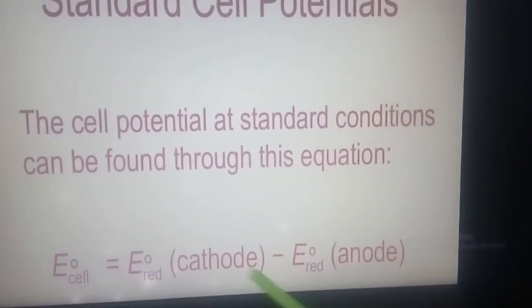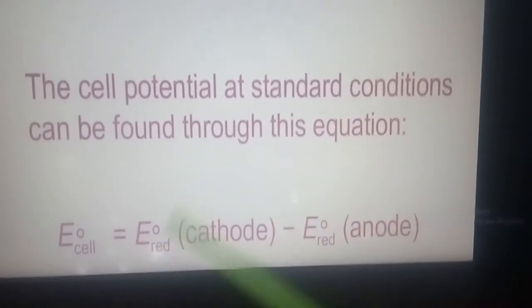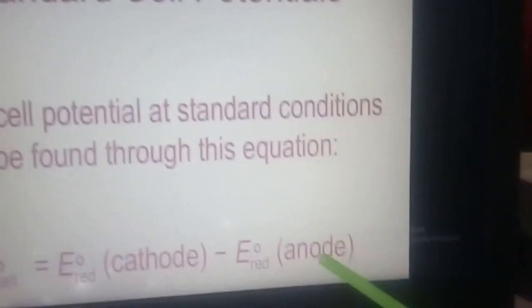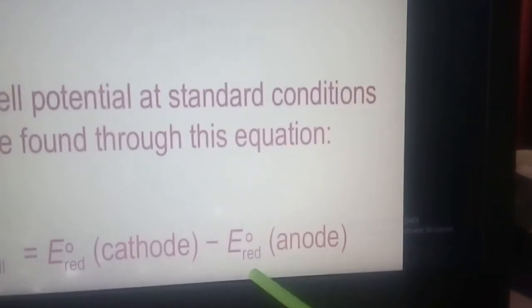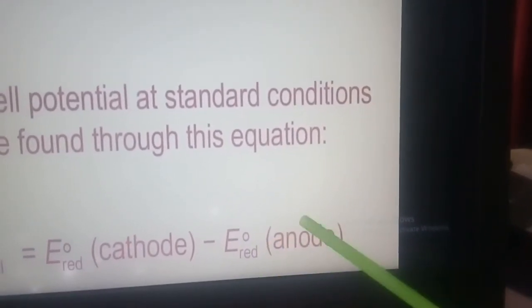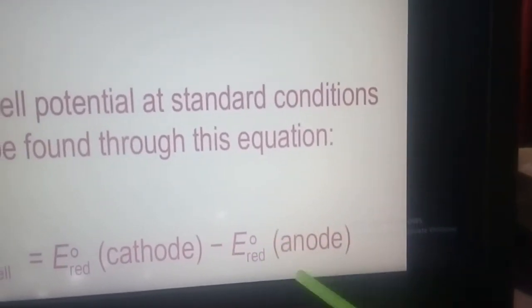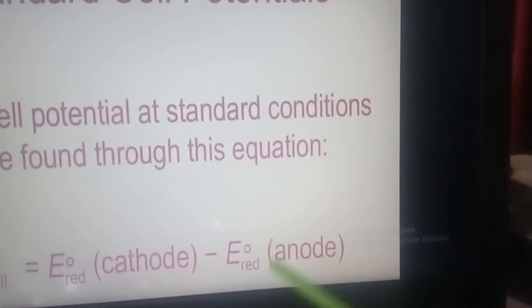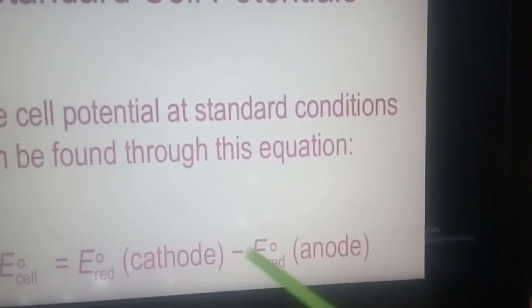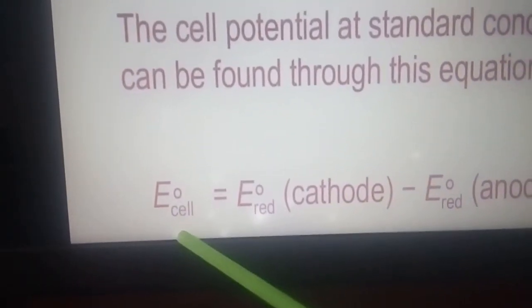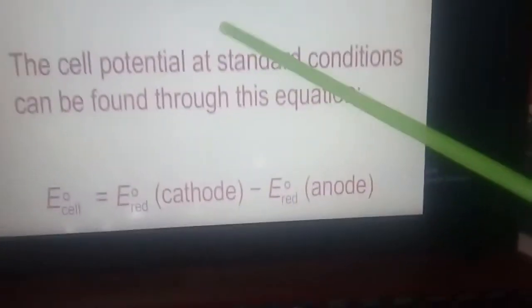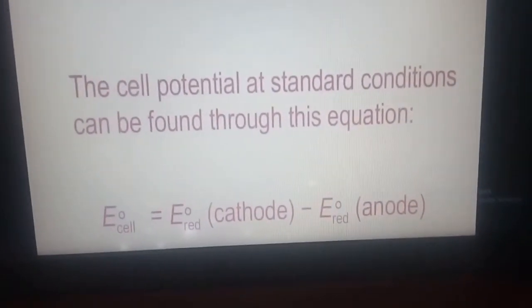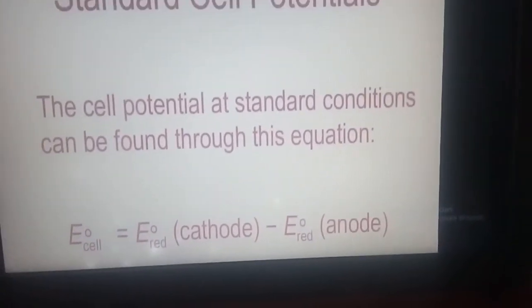At the cathode, reduction reaction is taking place, so that value will come out as positive. But at the anode, since oxidation reaction is taking place, to have the reduction electrode potential, we have to put a negative sign. So this negative and the negative value of the reduction electrode potential at the anode will as a whole come out positive. Ultimately the standard E cell will be positive, and always cell potential will be positive. So this way we measure the standard cell potential.